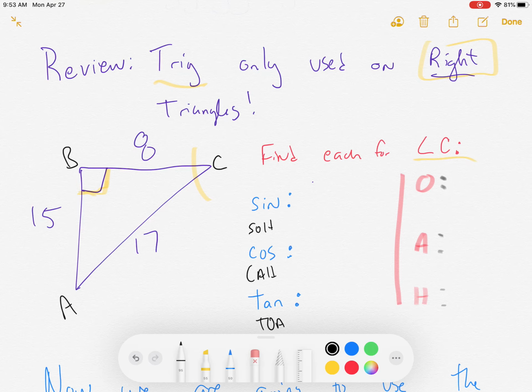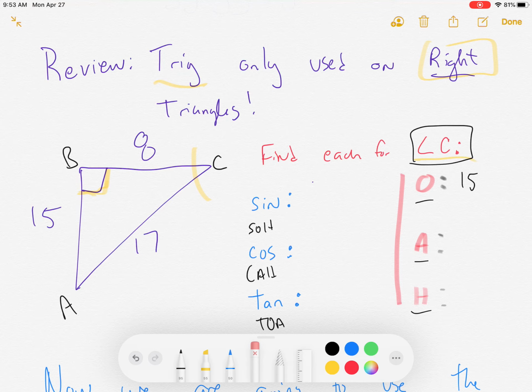Now what we need to do is list out O, A, and H in terms of angle C. So first, let's start with O. What's opposite of angle C? That would be 15. Again, we always do it in terms of the angle that they tell us, so angle C. Next up, what's adjacent?